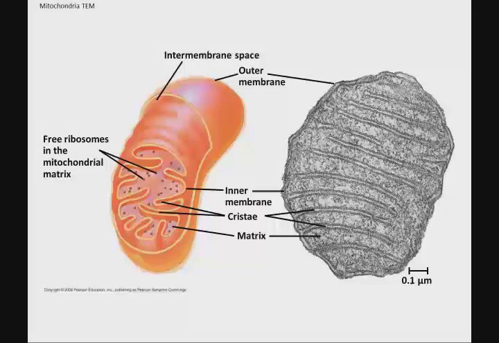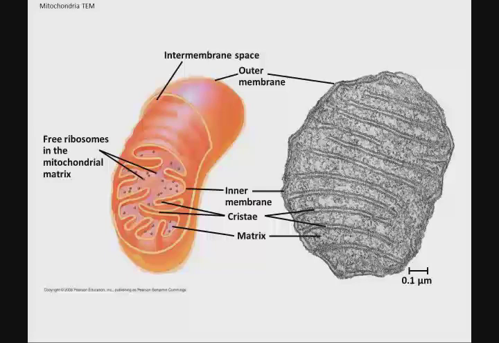Now the inner membrane is folded up upon itself to create what we call cristae, and that increases the surface area, giving you a larger surface area to put enzymes that are membrane bound into the inner membrane. And then of course the interior of the inner membrane we call the matrix. Now you can see here our cartoon version versus our transmission electron micrograph of the mitochondrion.